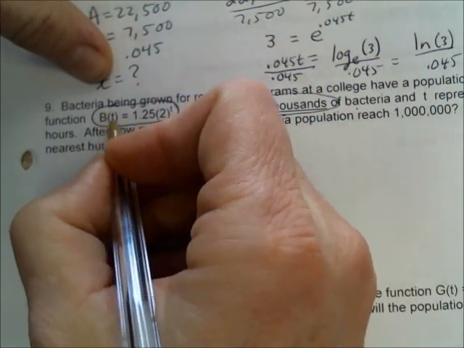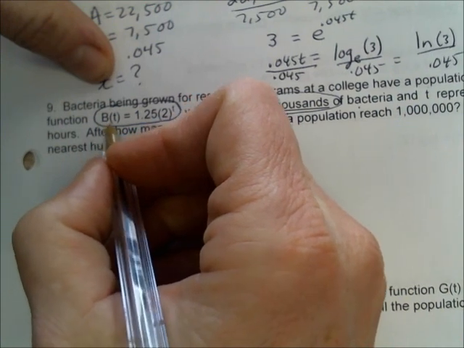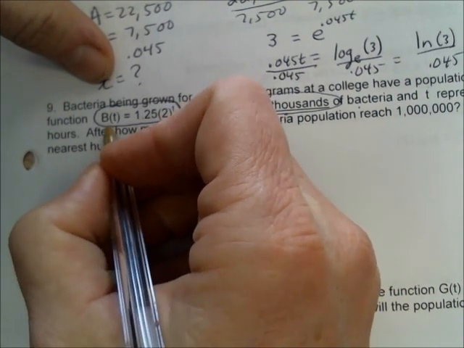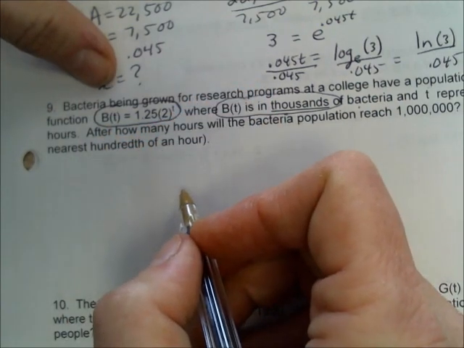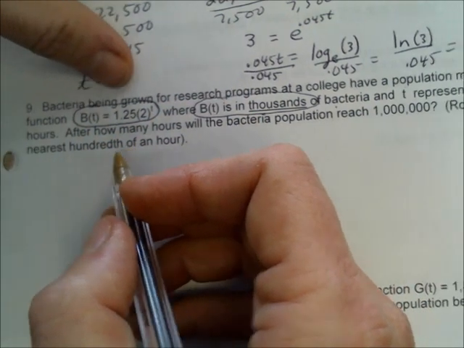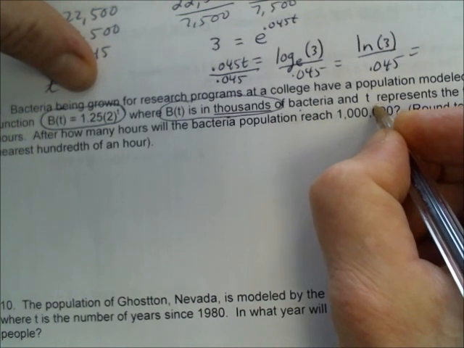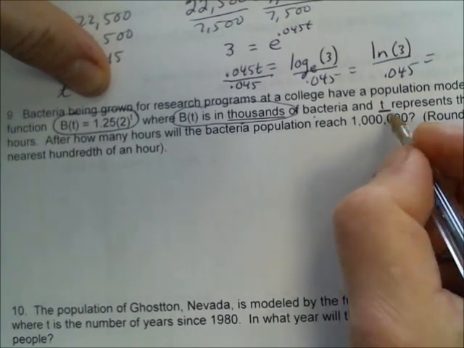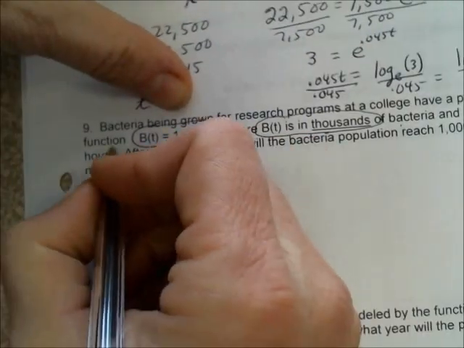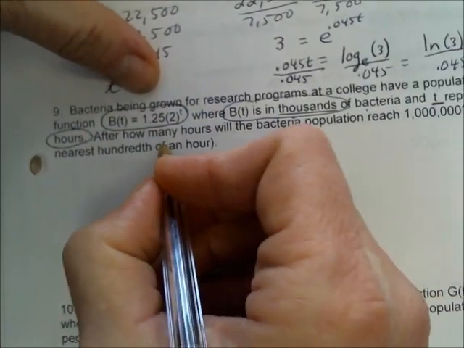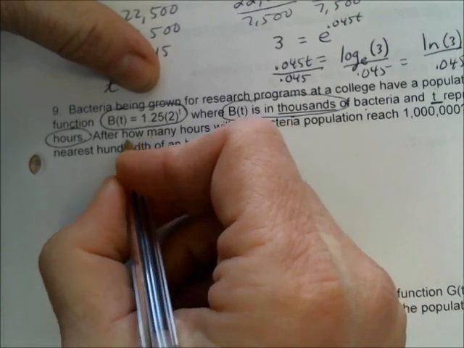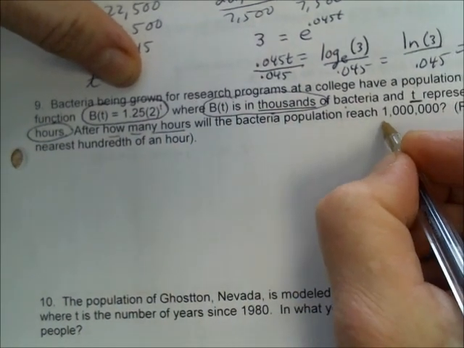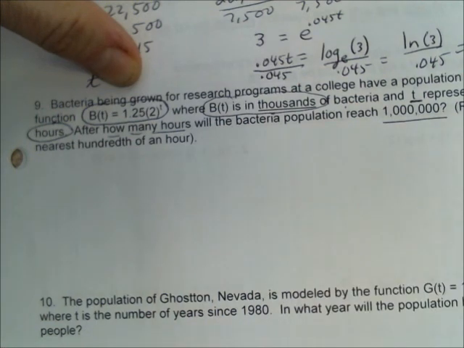So B of t, it's kind of like a y, because remember we said f of x is the same thing as y. We could always replace this with just a y if we wanted to. That's always appropriate. T represents time in hours. And we're asked to find after how many hours will the bacteria population reach 1 million.